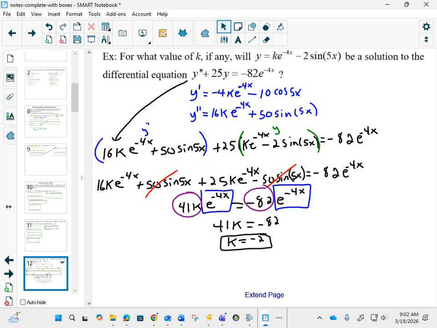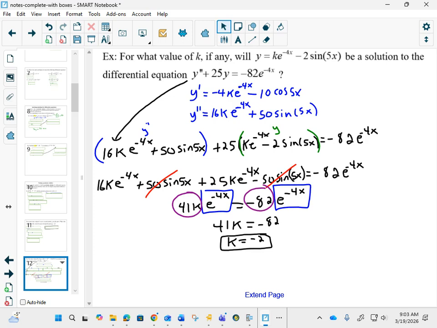So again, checking if they give you an example of something and say, is this a solution? It's going to be easiest to take that solution and find its derivatives, because you're good at finding derivatives. It's easier than finding integrals. Then you can take your answers and plug them into your differential equation to verify if they work or not. In this case, we weren't verifying. We were trying to find the value of k that would make it work.